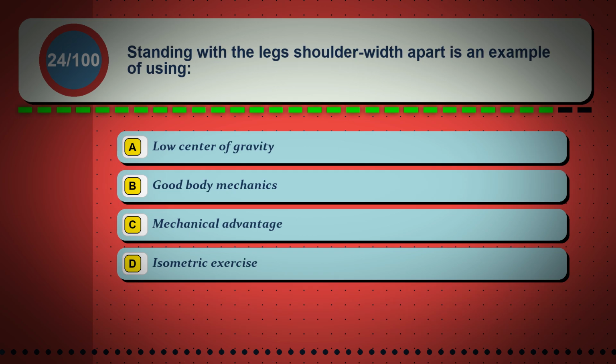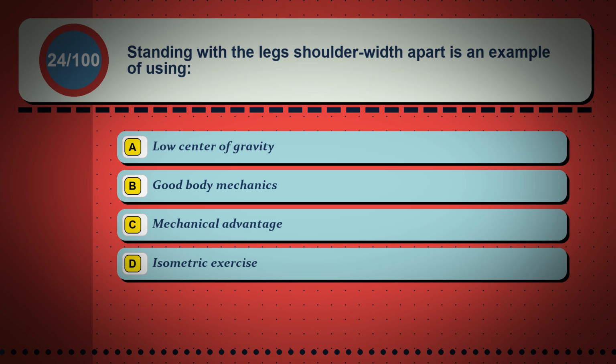Question 24. Standing with the legs shoulder-width apart is an example of using option A, low center of gravity. Option B, good body mechanics. Option C, mechanical advantage. Option D, isometric exercise.